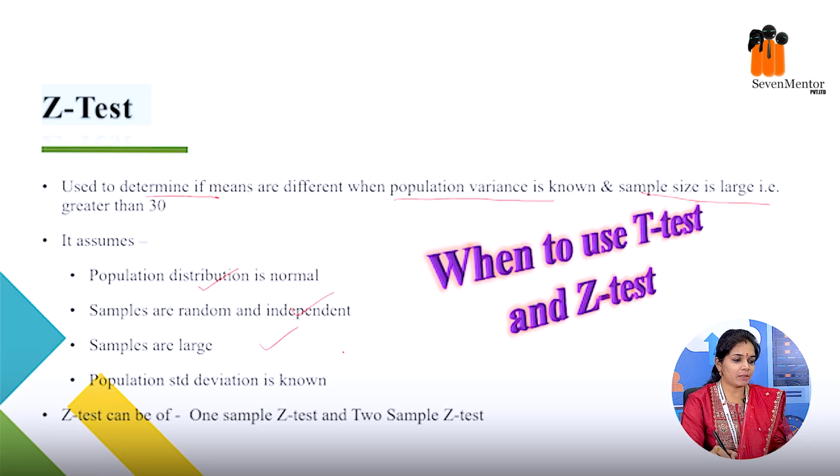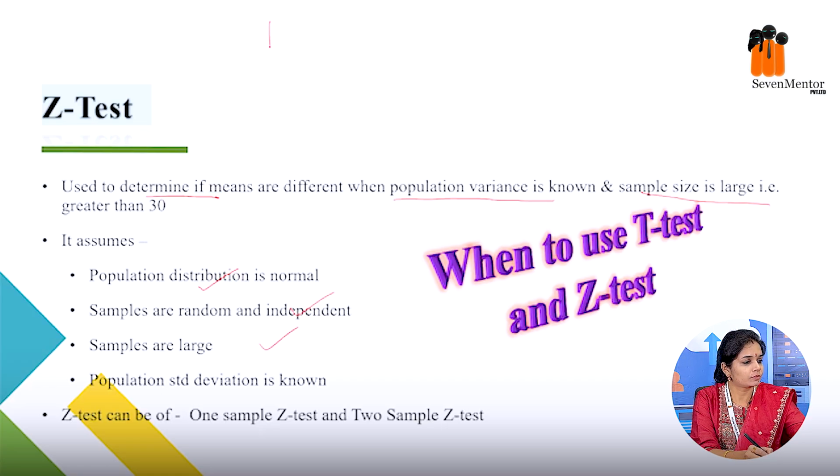They can be of the same two types: one sample z-test and two sample z-test. In a one sample z-test, the sample mean is compared with the population mean, and in a two sample z-test, two sample means are compared with each other. So when to use the t-test and the z-test? We are already clear with the t-test.